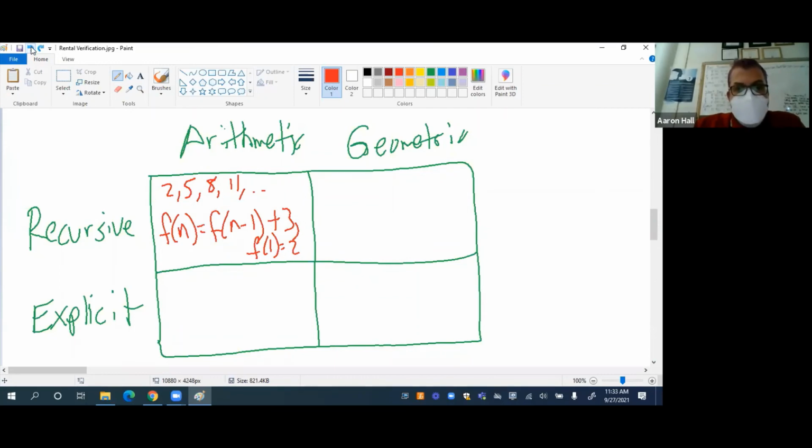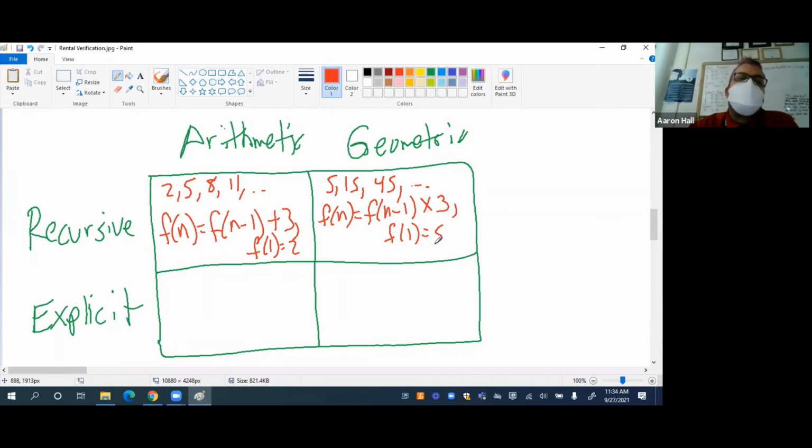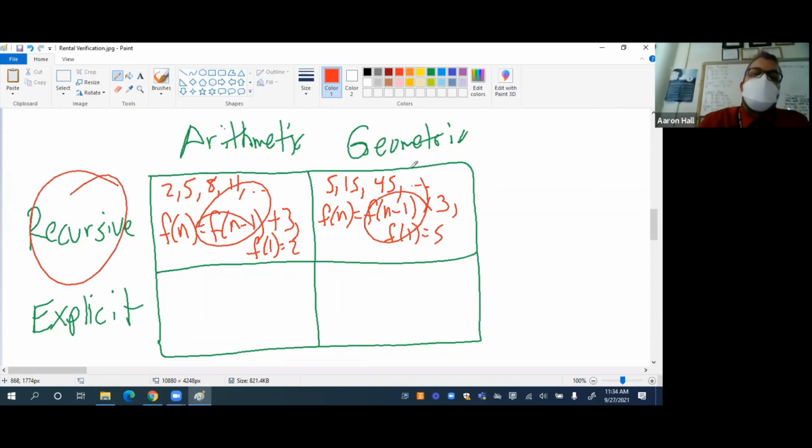Okay, let's do the same thing for geometric. What about this one? Okay, this gives me f of n times 3. Yep. Both of these are recursive because they depend on the previous term.